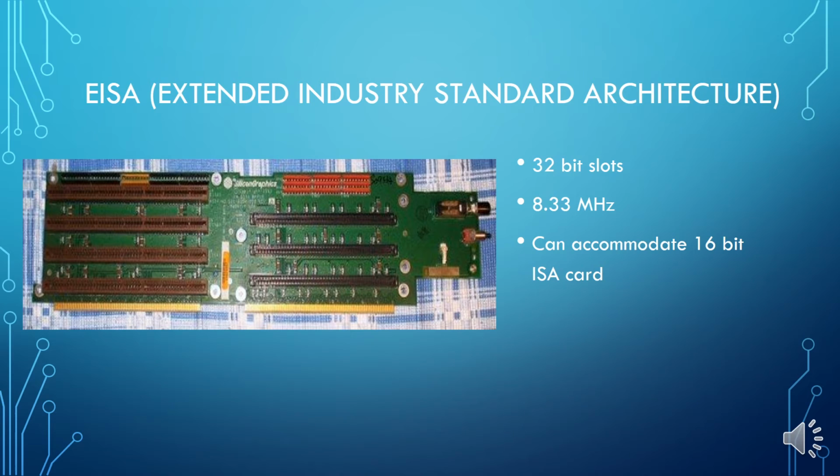Now coming to EISA, that is Extended Industry Standard Architecture. It was a 32-bit slot, means it was supporting 32-bit data. Speed was 8.33 megahertz and it can accommodate 16-bit ISA cards. The EISA bus provided 32-bit slots, and in addition EISA can accommodate 16-bit ISA cards. Although the EISA bus is backward compatible and not a proprietary bus, it never became widely used and is now no longer found in computers today.